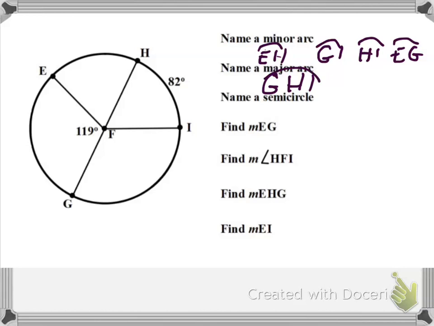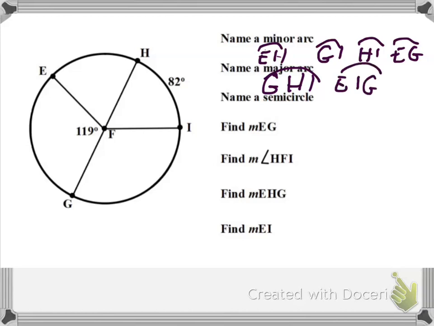That's not the other one. I could call it something else. I could call it GEI. It would be the same thing. Go from G to I by way of point E, which is still going to take you through point H, right? Either way. I could also have a major arc EIG, which would also be a major arc, right?